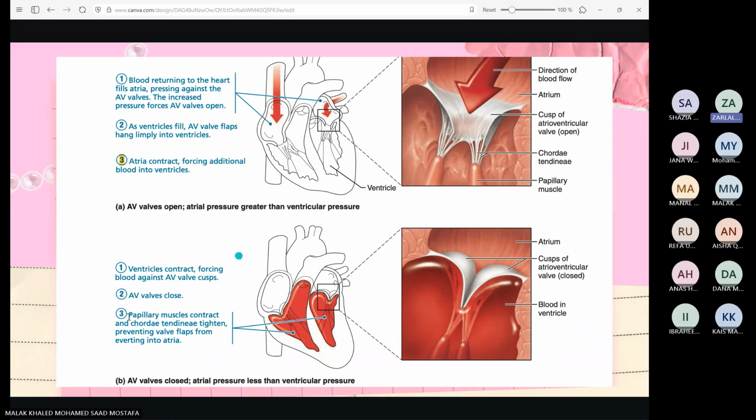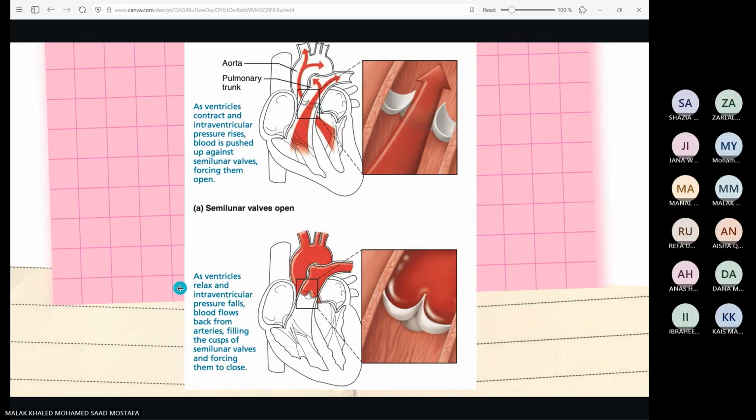Okay, here's just the mechanism of why the valves open in the first place. As I explained before, when the pressure in the atria is greater than the pressure in the ventricles, the AV valves will open. And then when will they close? When the pressure in the ventricles is greater than the pressure in the atria, to prevent backflow. Okay, next.